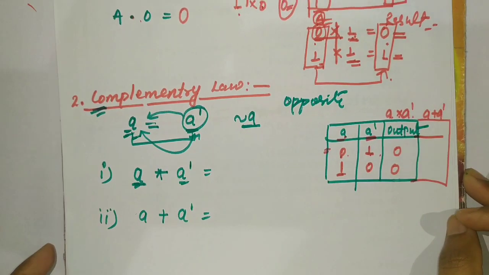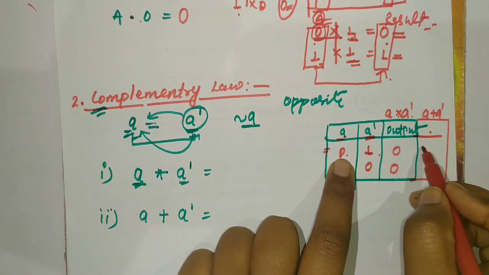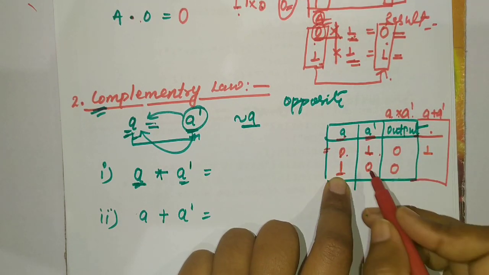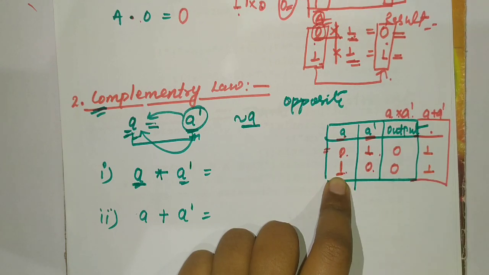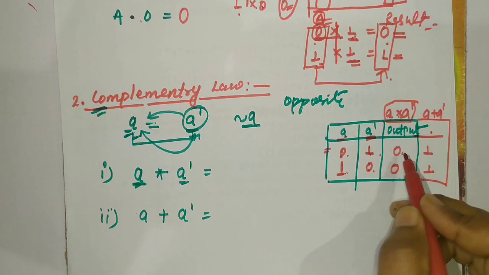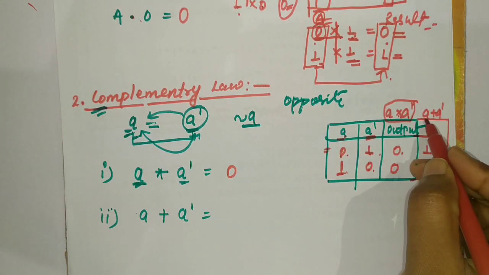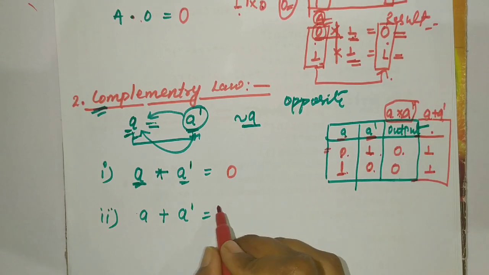Then here, plus: 0 plus 1 is 1, and 1 plus 0 is 1. So the output of A into A dash is 0, and the output of A plus A dash is 1.